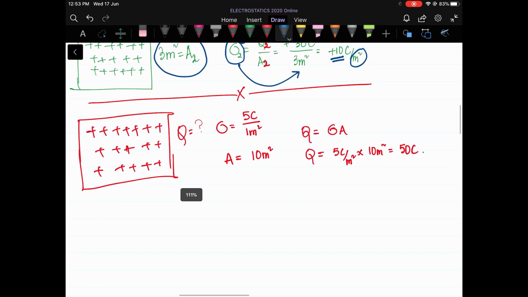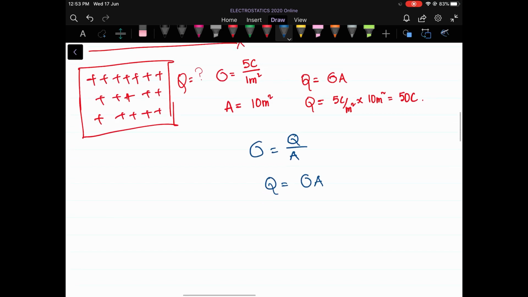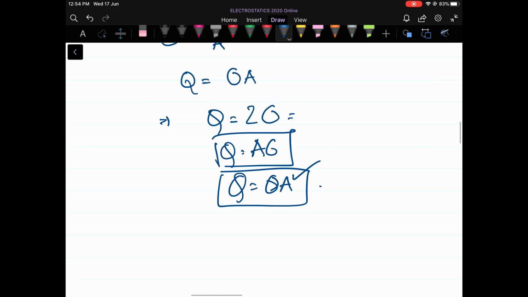So again we can write sigma equals to the amount of charge present in a given area, and I can use this formula in this way, writing Q equals to sigma into A. It simply means charge present in 1 unit area is sigma, charge present in 2 unit area is twice sigma, charge present in A units of area will be A sigma or sigma A. That means if you know the area and if you know the sigma value, then I can find the total charge present in that area.